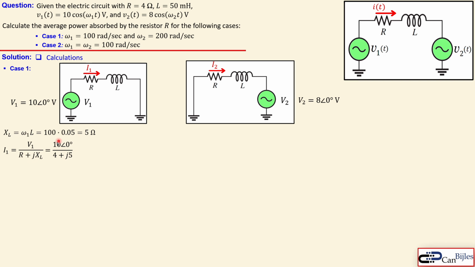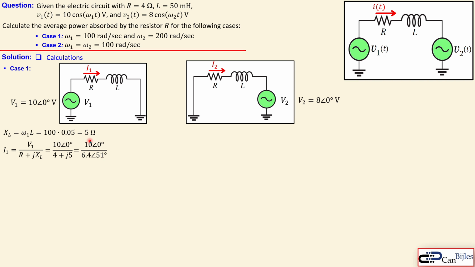So we can say I1 is V1, 10 with the phase of 0 degrees, over this 4 plus j5 we just determined. Now we need to convert this denominator to the polar representation, so we need to find a magnitude and a phase. That can be done by taking the magnitude and also calculating the phase. We have done this in great detail in previous videos about phasors and complex numbers, so I will skip these steps, and then we have here 6.4 and a phase of 51 degrees.